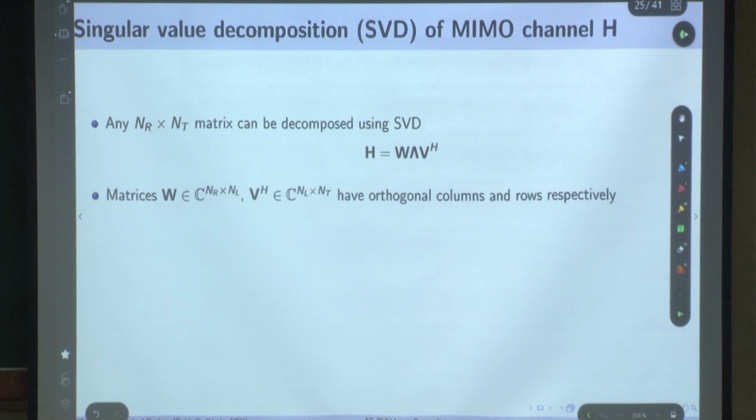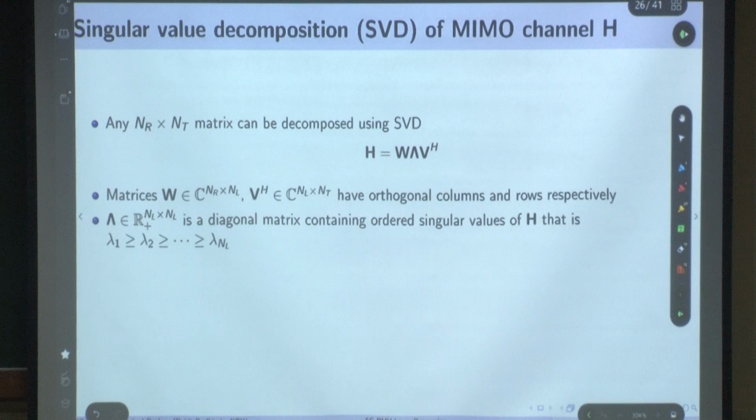What is W? What is the size of W? It is NR cross NL. I will define NL also. And what is the size of V Hermitian? It is NL cross NT. Now, if W and V have these sizes, what will be the size of lambda? Lambda is the matrix sitting in between. It will be of size NL cross NL, because if you are doing this matrix product, the dimensions should match. So lambda is a diagonal matrix.